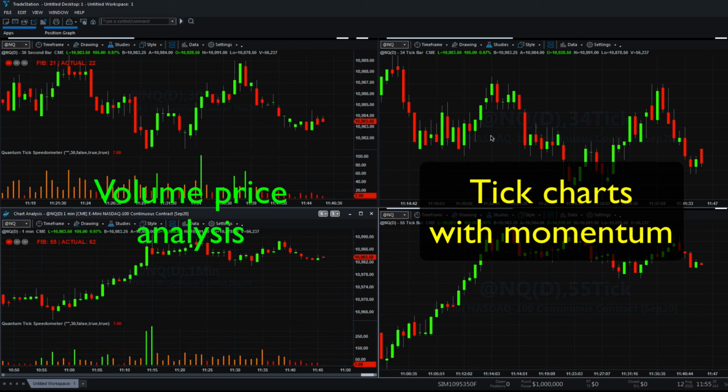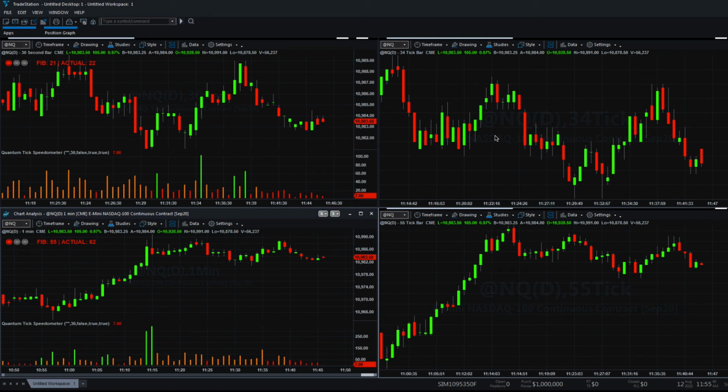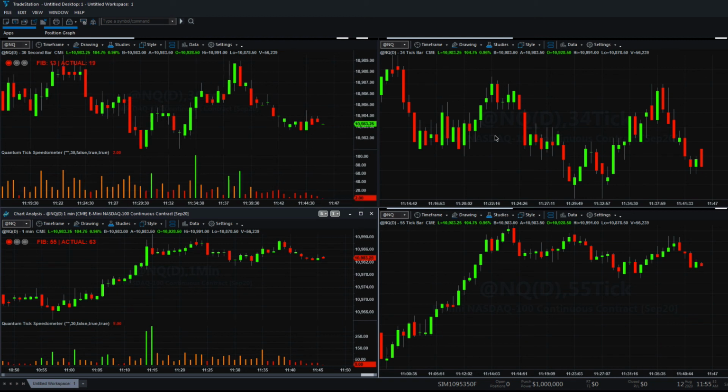So it's a blend of two perfect approaches, if you will: the volume price analysis methodology based on time-based charts, and all the advantages of trading on tick charts, momentum, the seeing inside the candles and everything else. It's just a terrific blend of two very different technologies through the prism of the tick speedometer indicator.